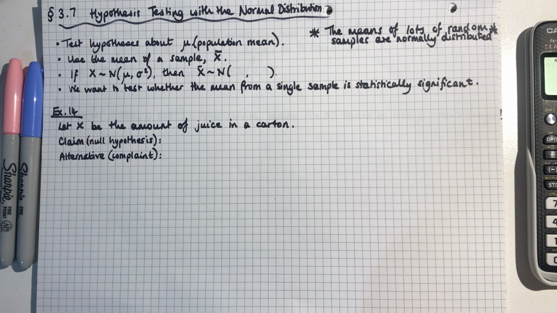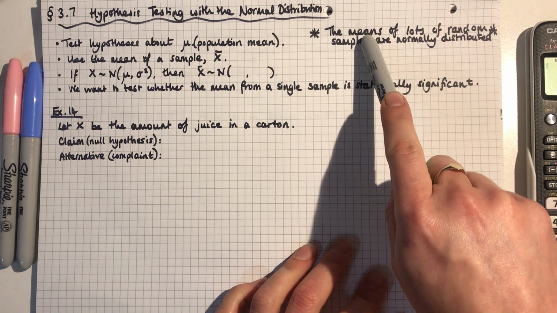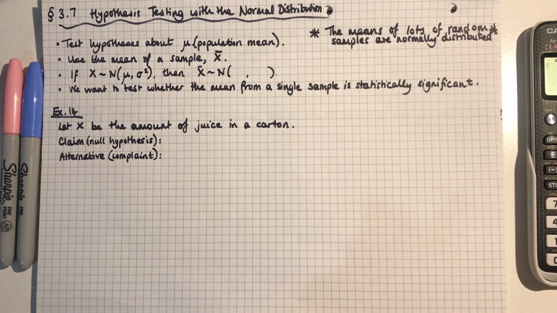And you want to find out whether or not this is a good representative sample, whether or not this sample represents the population well. Basically, what you want to do is test the sample and see whether the mean of the sample is statistically significant. Now, what happens is in normally distributed data that if you take lots of random samples, then the means of each of those samples form a normal distribution themselves.